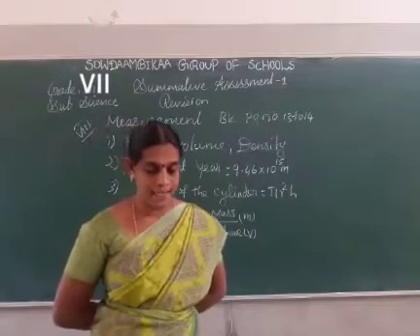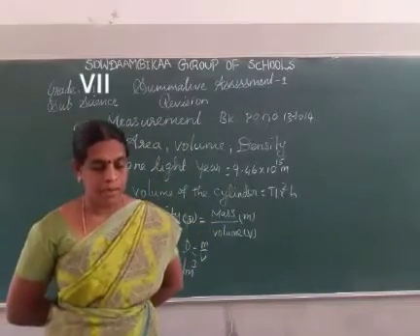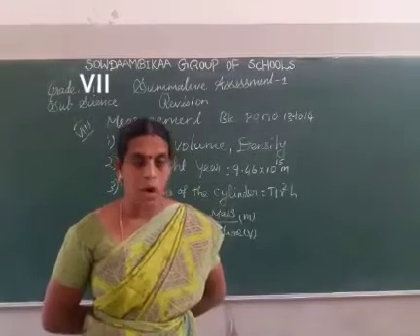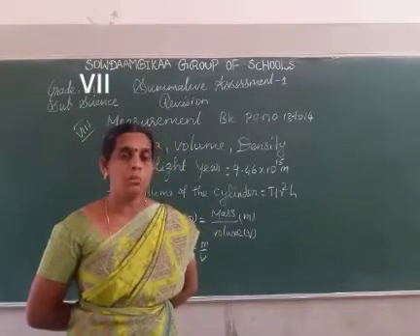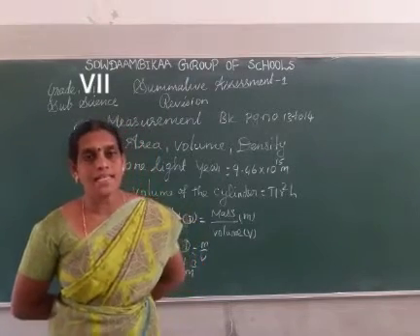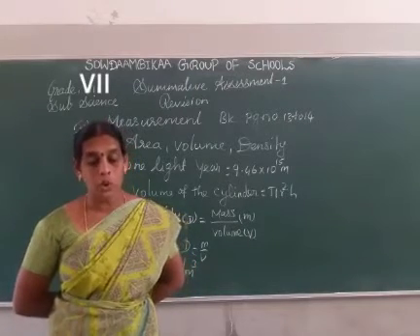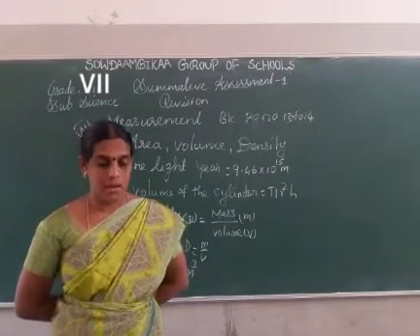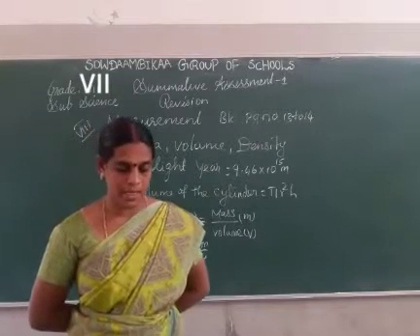Okay, define the density of an object. The density of a substance is defined as the mass of a substance contained in a unit volume. Density equal to mass by volume. What is 1 light year? 1 light year is the distance travelled by light in a vacuum during the period of 1 year. 1 light year equal to 9.46 into 10 to the power of 15 meter.